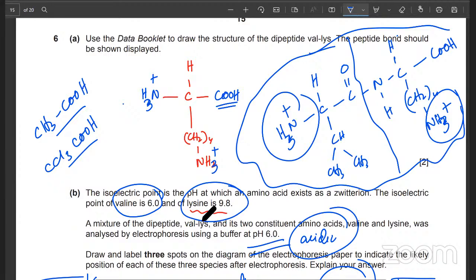अब उन दोनों का तो मैं शक्ल देख सकता था. I can tell what shape they were in, right? But they just told us that pH 6, and they didn't give us the isoelectric point for this thing. So I assumed, okay, let's assume that pH 6, because it is acidic, pH 6 is acidic.